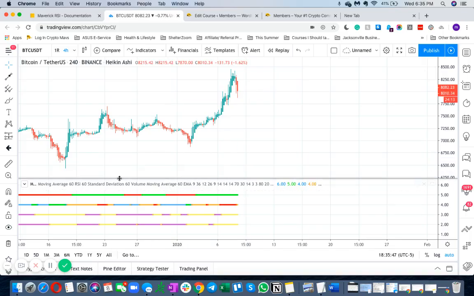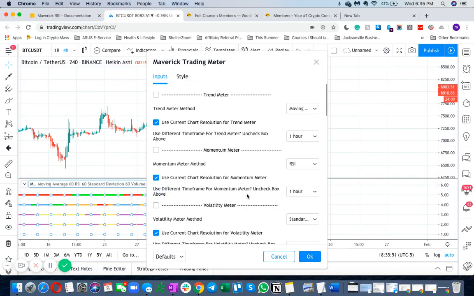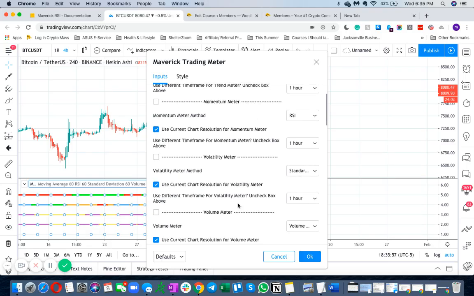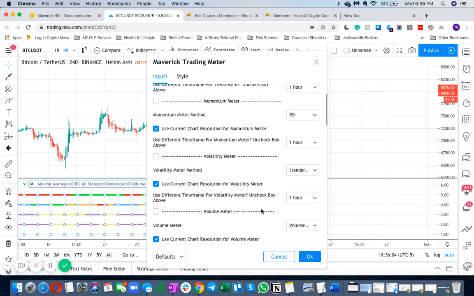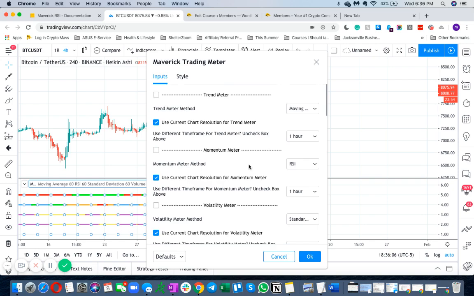I think the best way to show you this is actually to jump into the settings here real quick. So you can see here there's really four main categories of indicators, not just for this indicator, but in general. We have trend indicators, momentum indicators, volatility, and then volume indicators. These four different indicators tell us different things about the market.